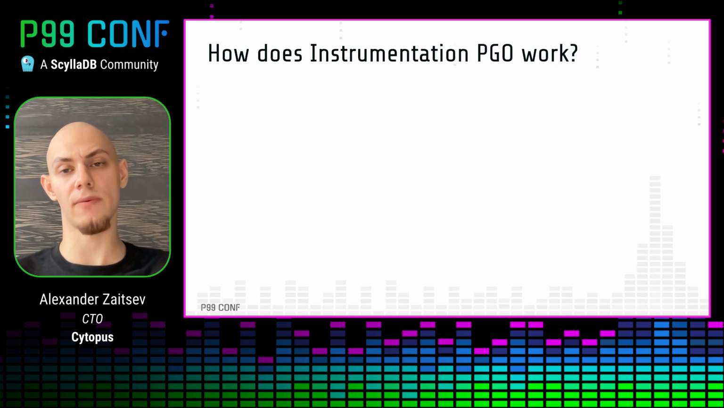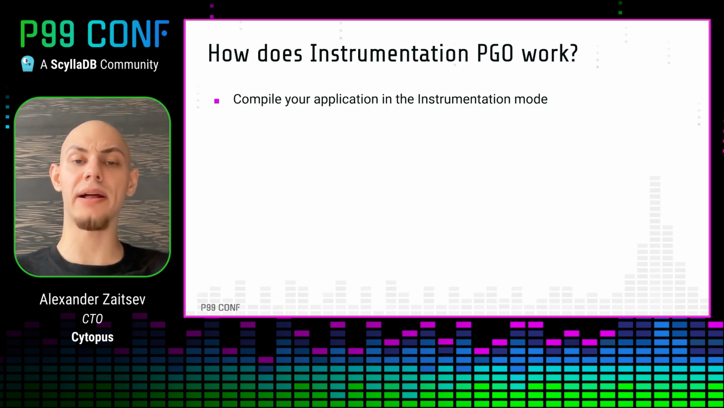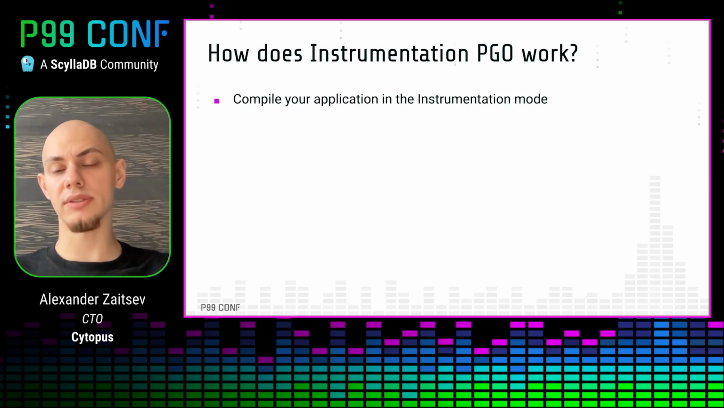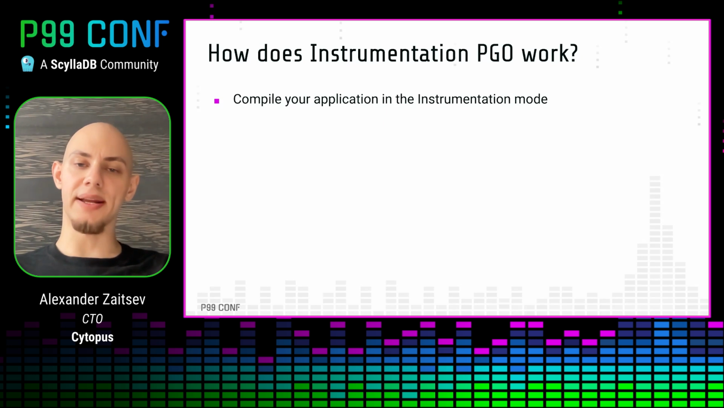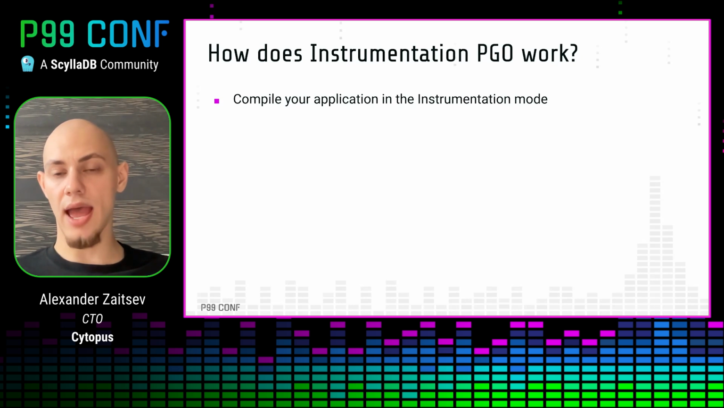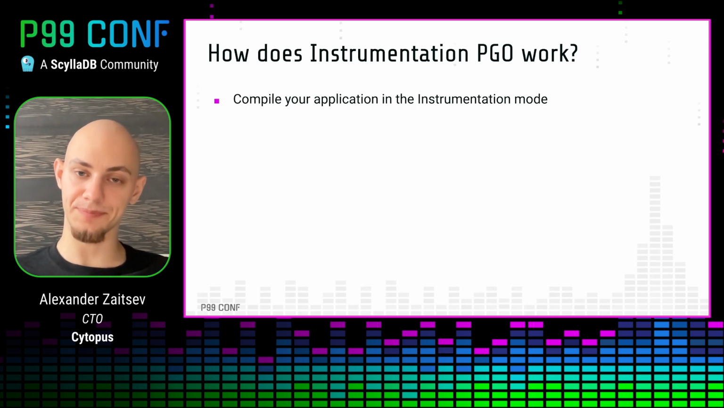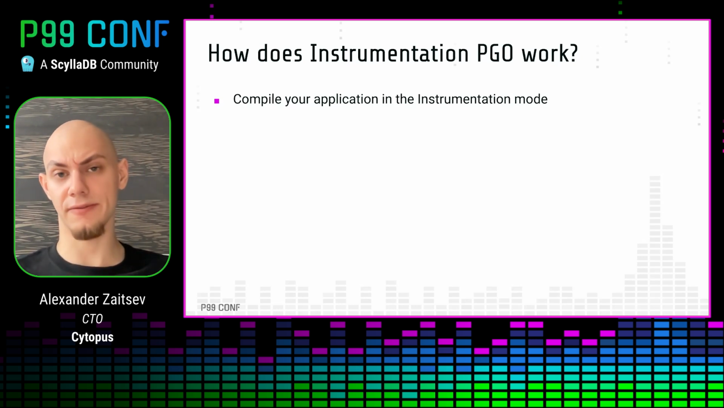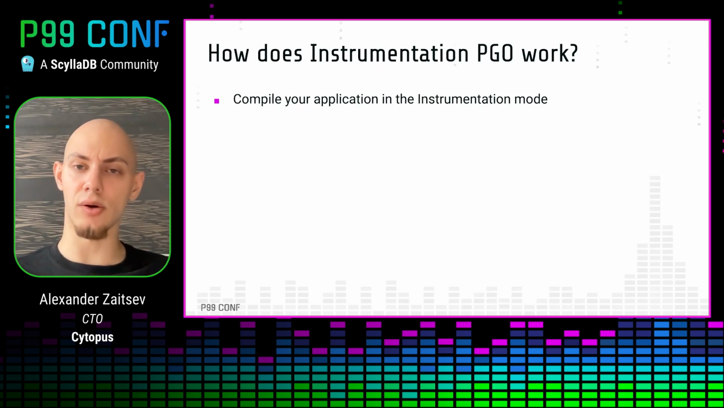How does instrumentation PGO work? So at first you need to compile your application in the instrumentation mode. What does it mean? In the instrumentation mode, the compiler automatically inserts into your application some additional machinery that helps to collect the runtime statistics about how your application is executed, like which branches are executed, how frequently, and so on. You can think about it like a machinery for gathering coverage for the code. In many cases, this code inside compilers is reused between coverage stuff and PGO stuff.